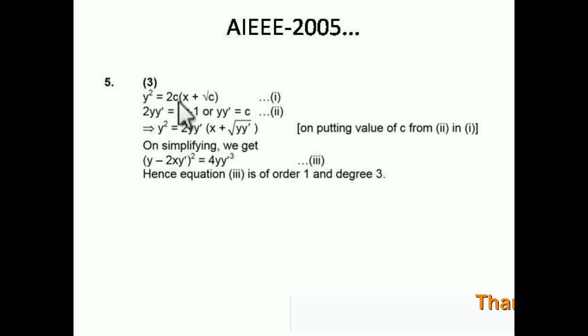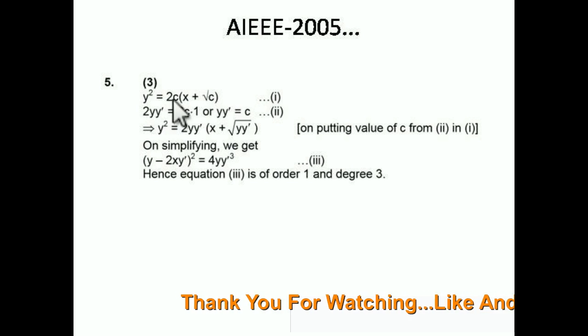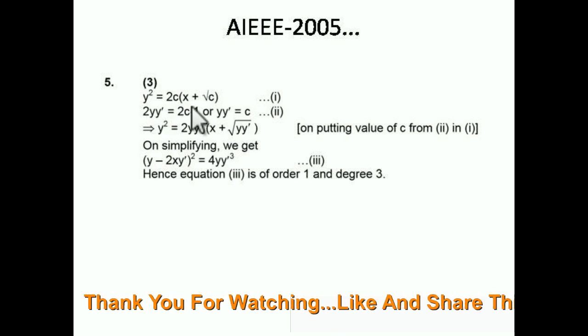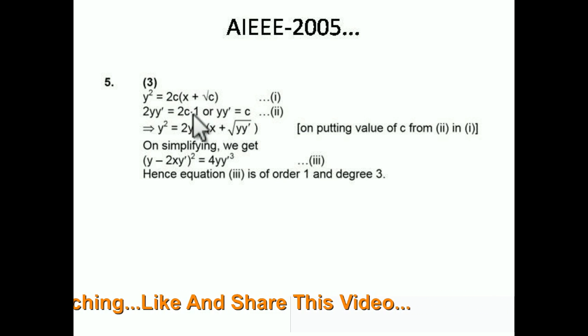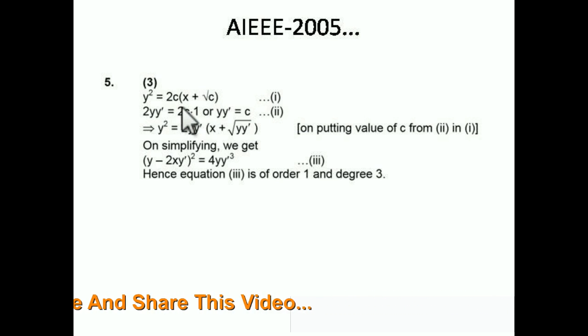y square is equal to 2c x plus square root of c. Just differentiate this, it becomes 2y y dash, that means dy by dx, is equal to 2c common, and x differentiation is 1, root c's differentiation is 0, so we have 2c into 1. This 2 and this 2 get cancelled out, so we have y dash is equal to c. So now y dash is equal to c, that means c is equal to y dash.